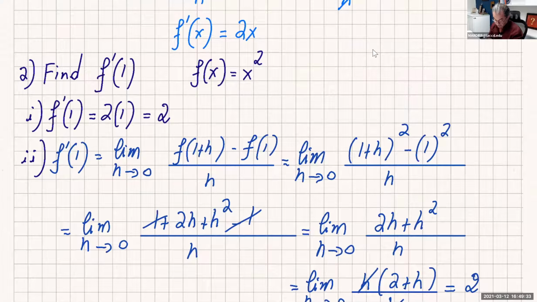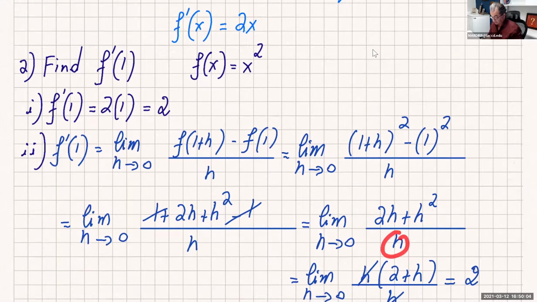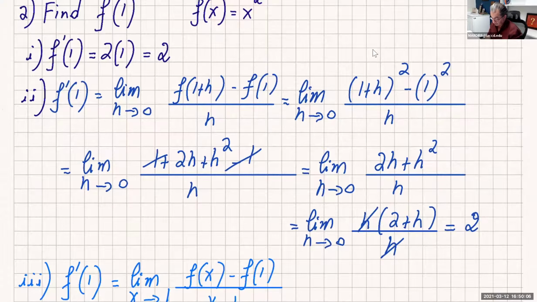So I can say f prime of 1 is the limit as h approaches 0 of f of 1 plus h minus f of 1 over h. And that's the limit as h approaches 0 of 1 plus h squared minus 1 squared over h. 1 plus h squared is 1 plus 2h plus h squared, minus 1, over h. And again, 1 and negative 1 cancel. You have 2h plus h squared over h. You can factor out the h from the numerator.